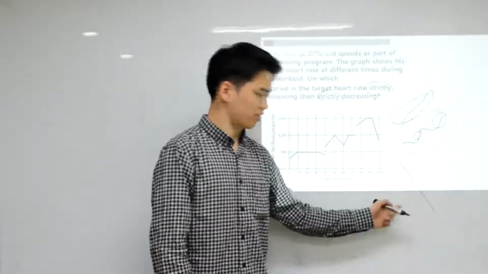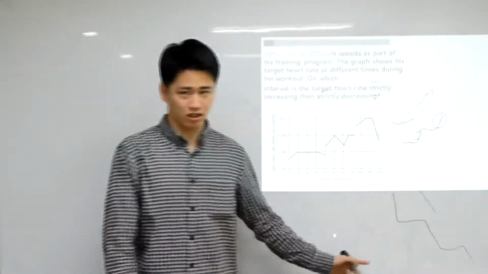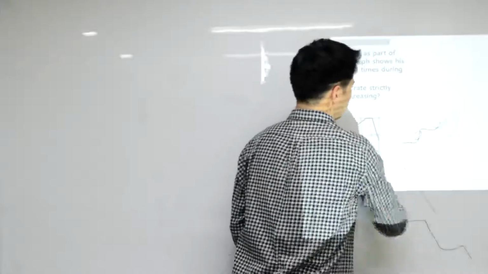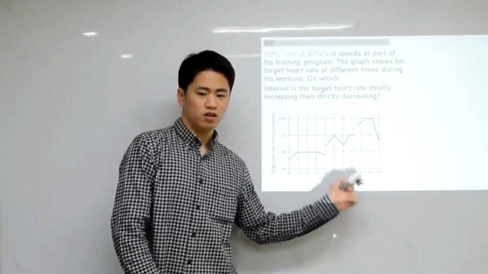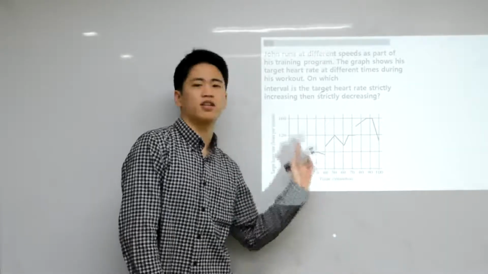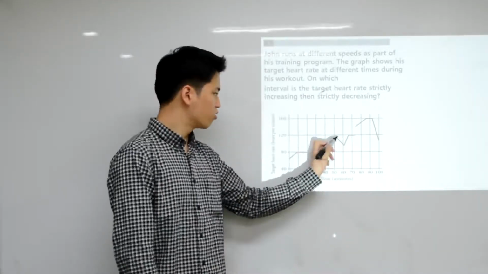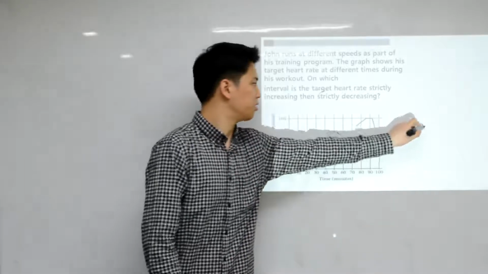Decreasing is a similar thing. This is strictly decreasing, while this is not strictly decreasing, but it is decreasing. So, if we look at the graph here, on what interval is the graph strictly increasing, then strictly decreasing? Only here, only between 40 and 60 minutes, which would be option B.